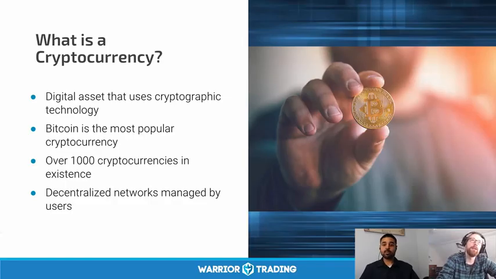Right. So that means that coins can't be counterfeited and transactions can't be manipulated. So most cryptocurrencies operate on the blockchain, which is the same technology that's utilized by Bitcoin, but we've seen a few other cryptocurrencies that have introduced their own technology, such as IOTA and Ripple.